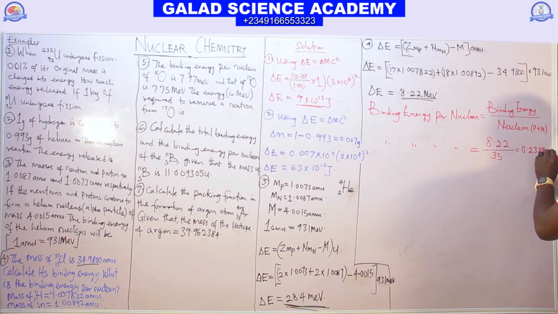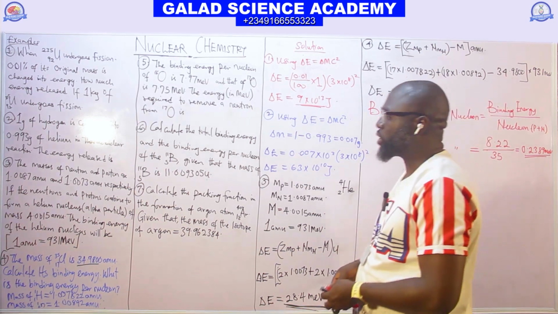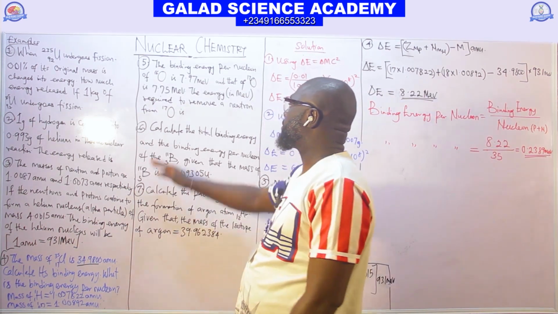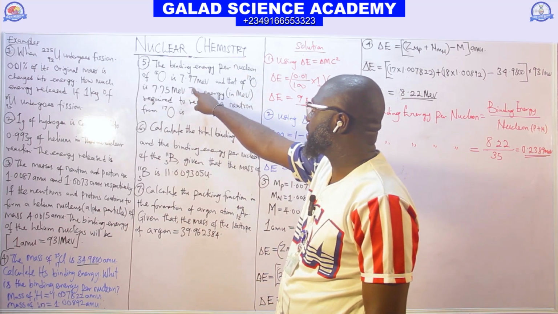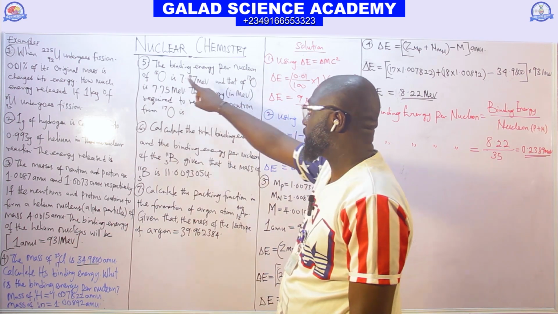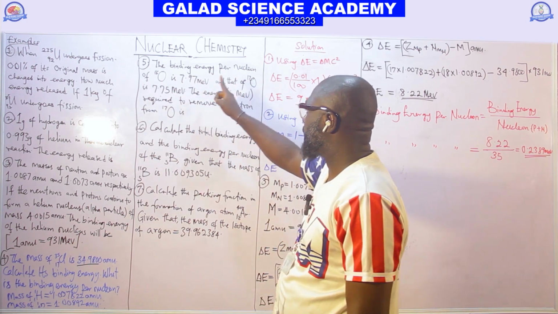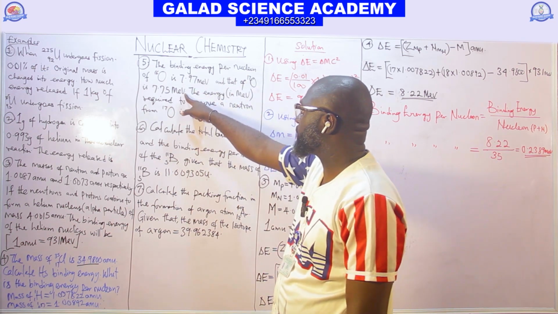0.2389 MeV. That is the binding energy per nucleus. So let us look at question number 5. The binding energy per nucleon of oxygen 16 is this, and that of oxygen 17 is this, 7.5.